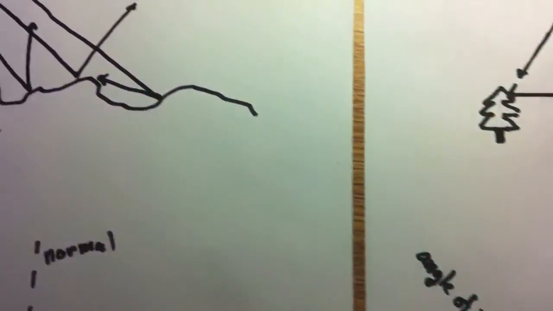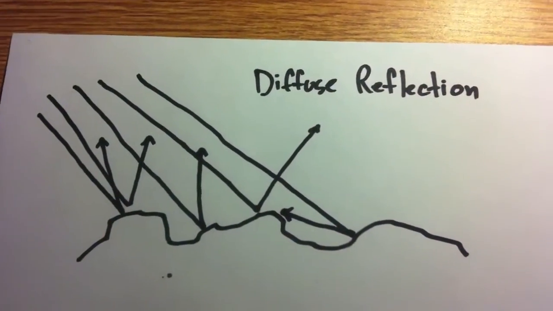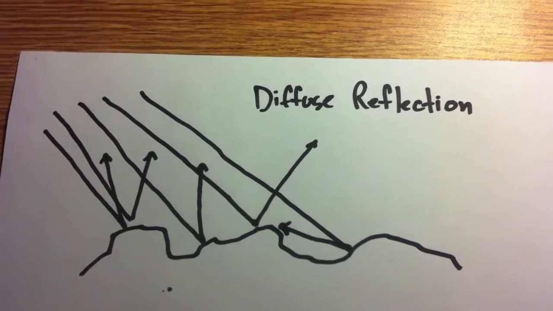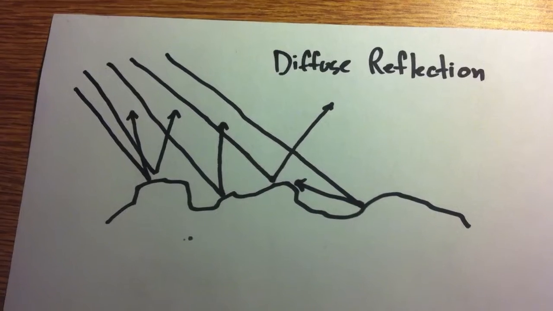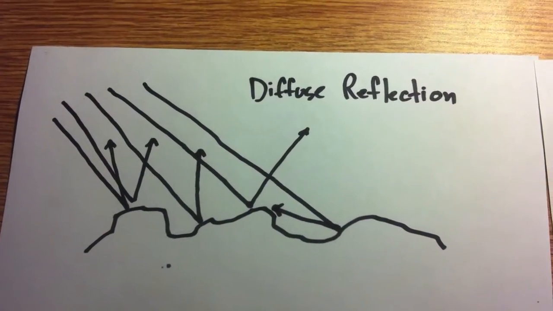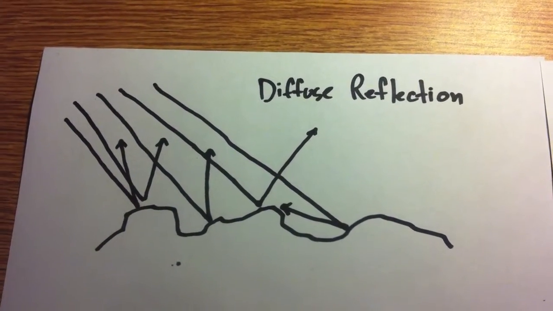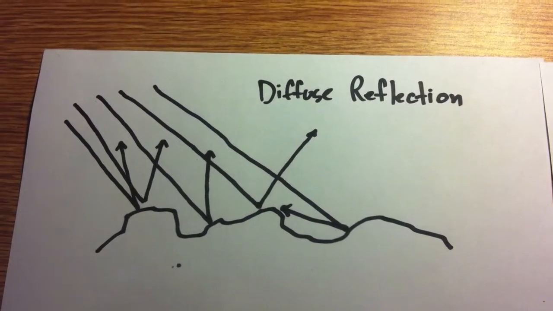Diffuse reflection doesn't result in a mirror-like reflection. This is because the surface is non-uniform. In this case, you would see multiple angles of incidence from incoming rays being reflected in multiple directions. An example of this is light being reflected off a wall.